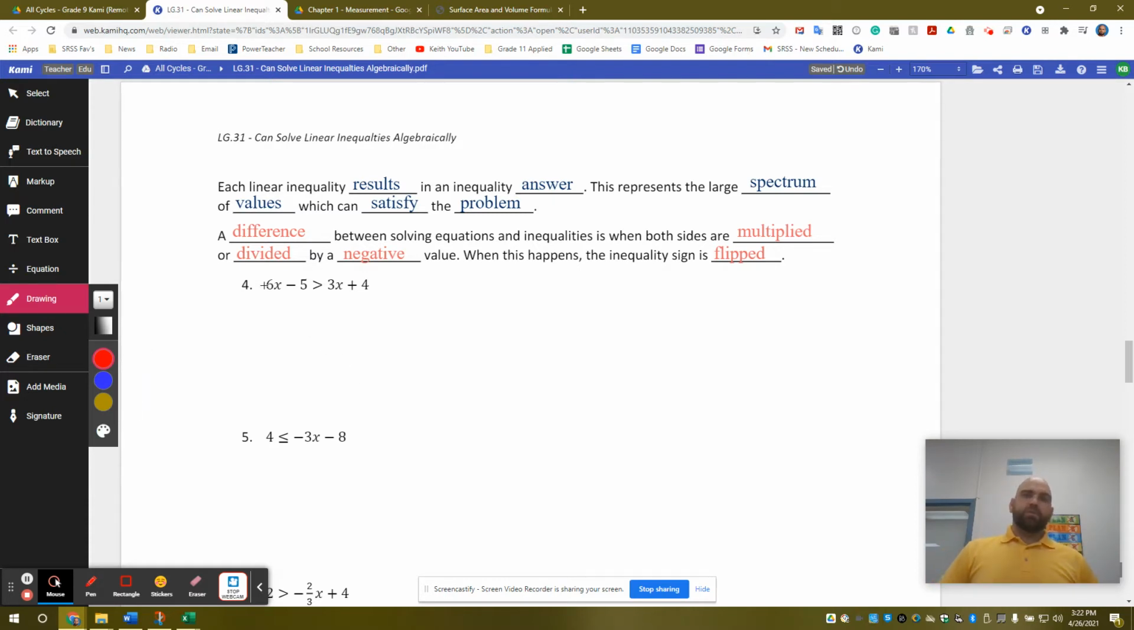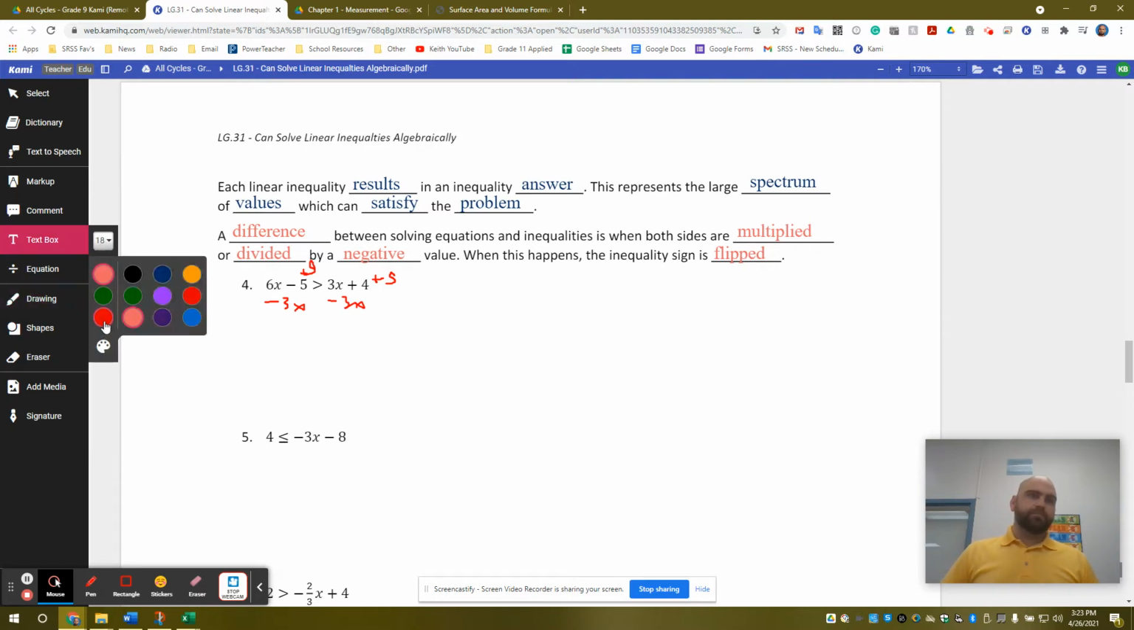The first one deals with where we have an x on both sides, and we want to get it onto the same side. What we're going to do is try to get all the x's on one side and the numbers on the other. To do that, we need to add 5 to both sides, and we're also going to subtract 3x from both sides. What this is going to do is move the x's to one side and all of our numbers to the other side.